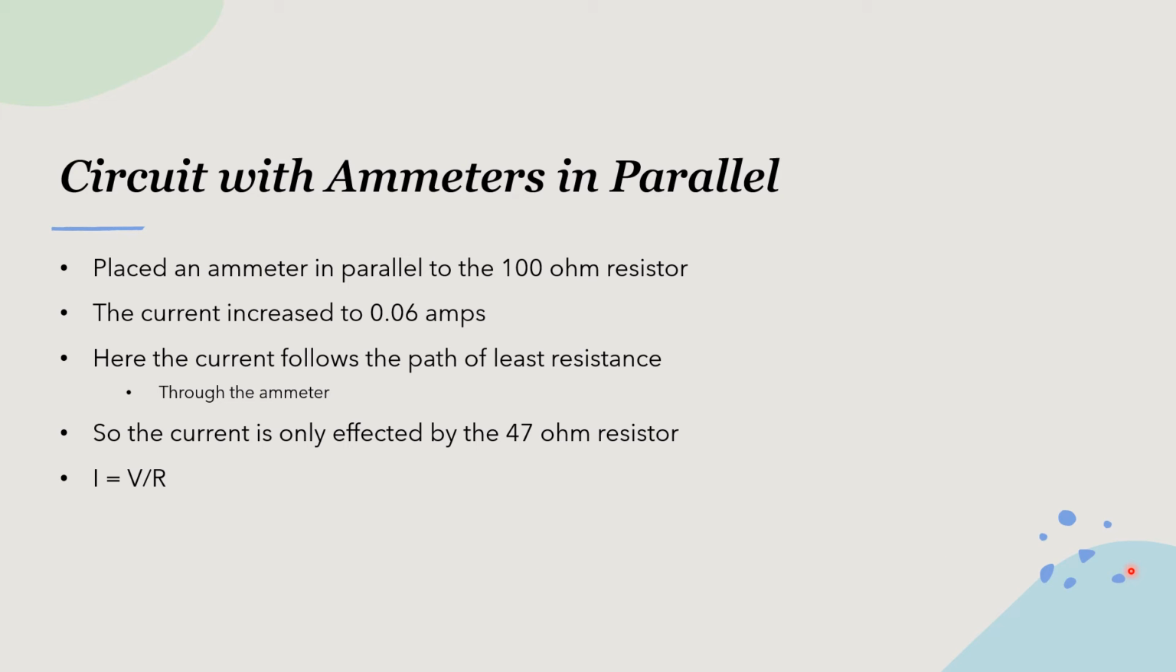Circuit with ammeters in parallel. We placed an ammeter in parallel to the 100 ohm resistor, and the current increased to 0.06 amps. Here the current followed the path of least resistance through the ammeter and not through the 100 ohm resistor, so the current is only affected by the 47 ohm resistor. You could calculate it, but we also got the reading from the ammeter to be 0.06 amps.